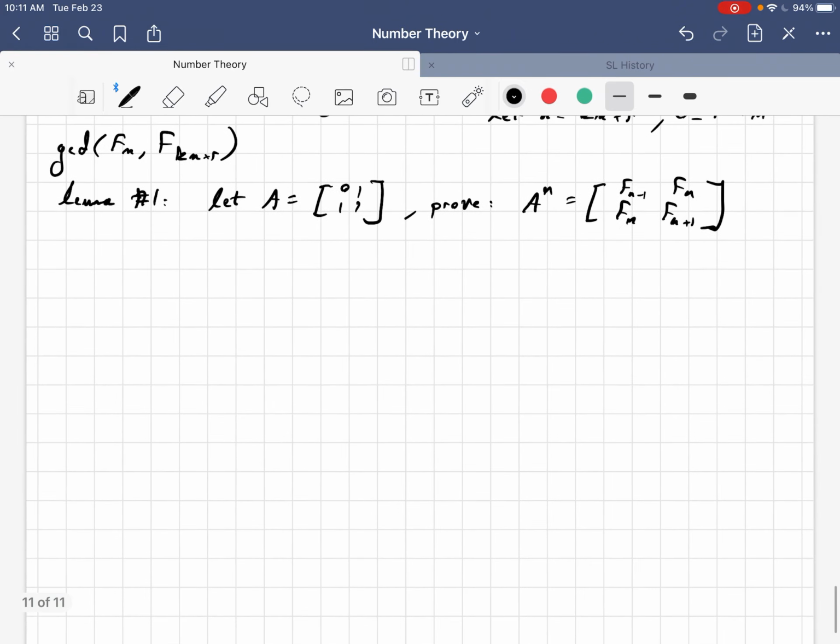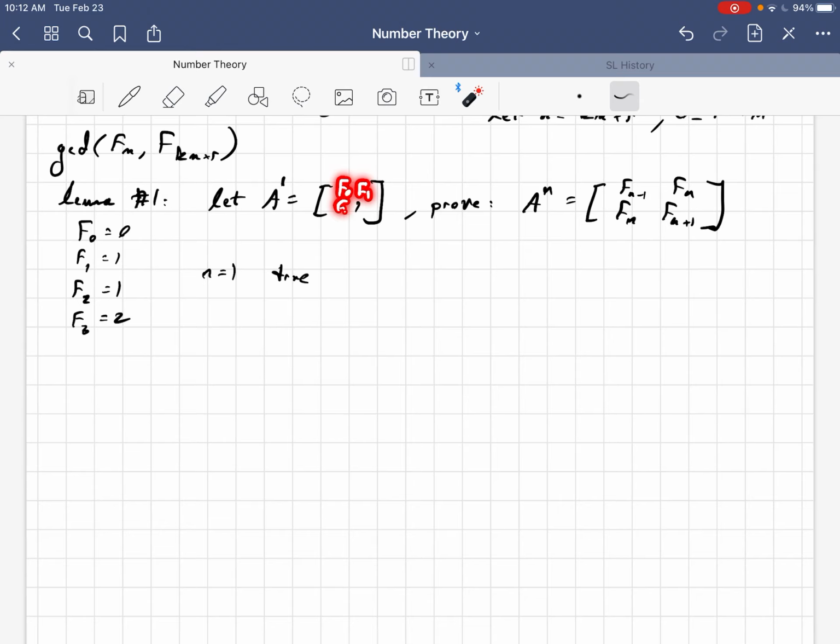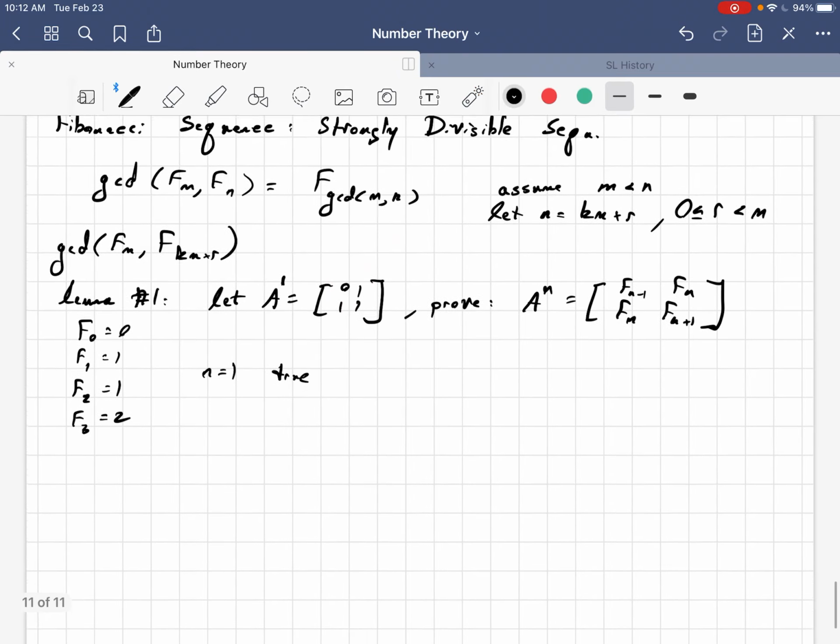Obviously, for the first case, namely A to the 1, right, the sequence is f sub 0 equals 0, f sub 1 equals 1, f sub 2 equals 1, f sub 3 equals 2, and so on. And so, yes, n equals 1 is true. In other words, 0 is f sub 0, 1 is f sub 1, 1 is f sub 1, and 1 is also f sub 2.